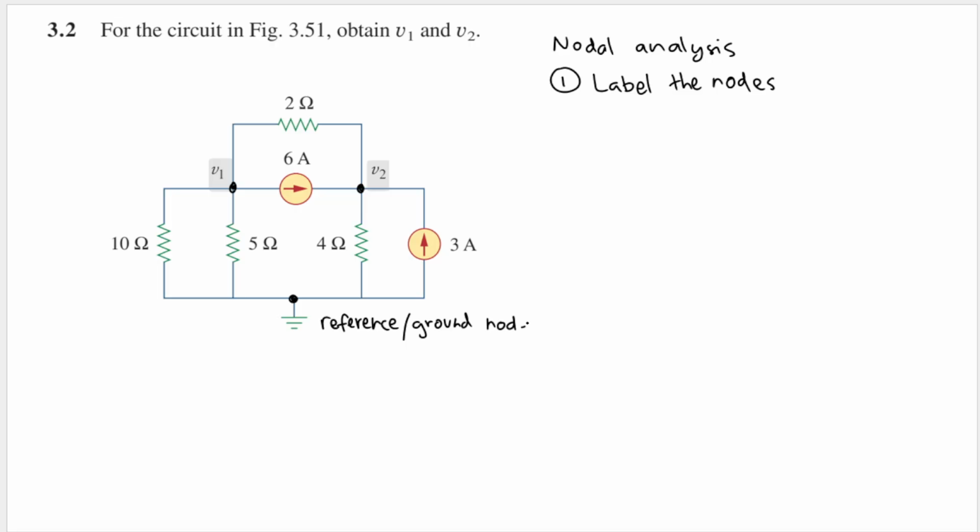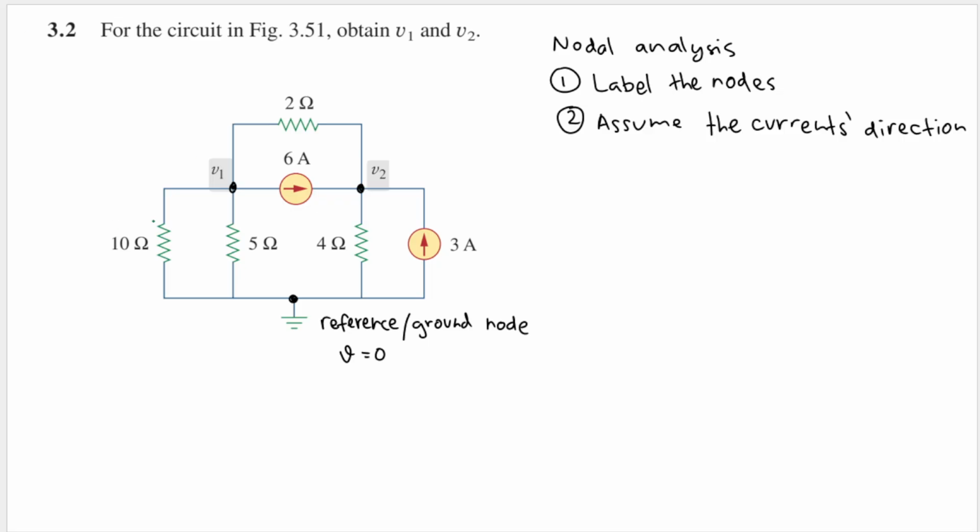And what does that mean? That means that the voltage here is equal to 0, relative to this circuit. And then the second step that we need to do is assume the direction of the current for each component.